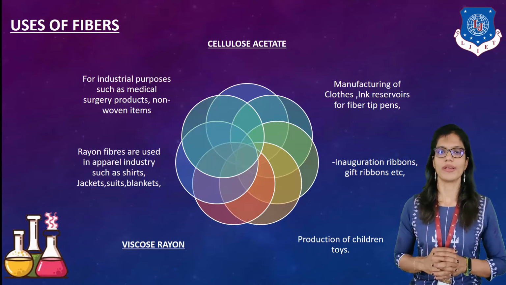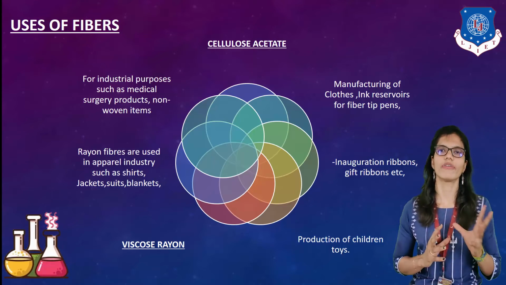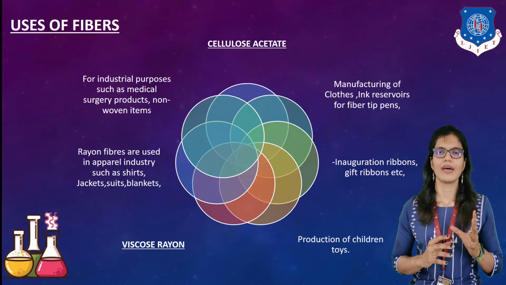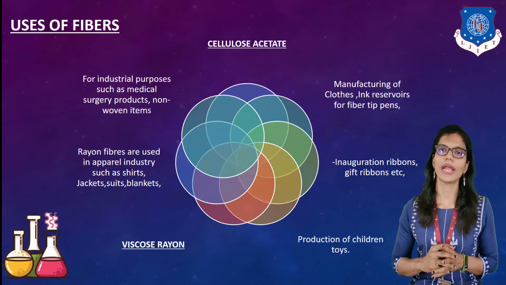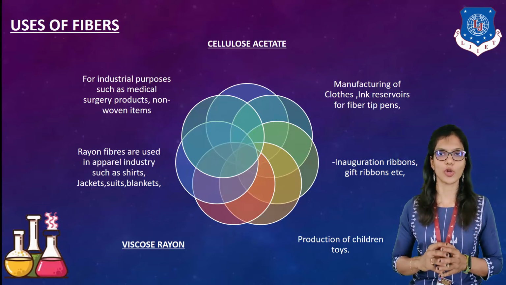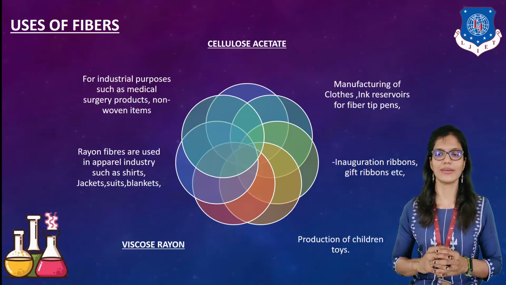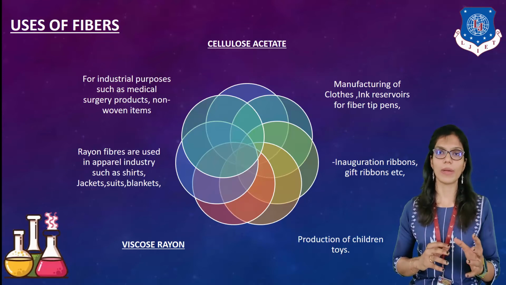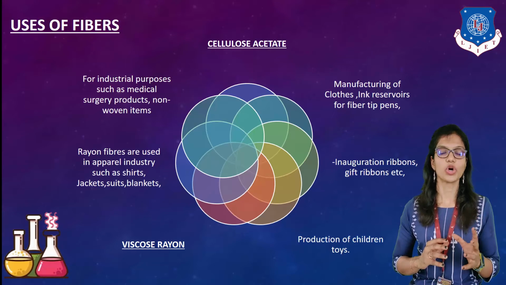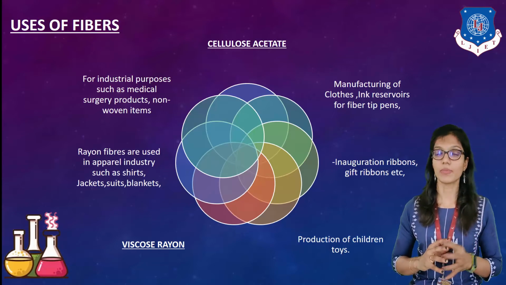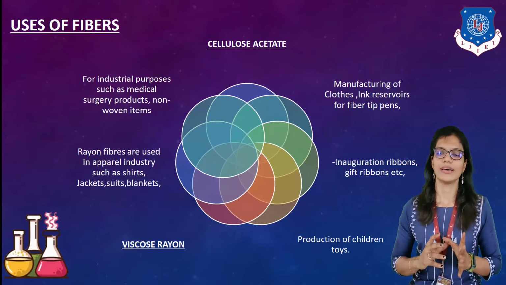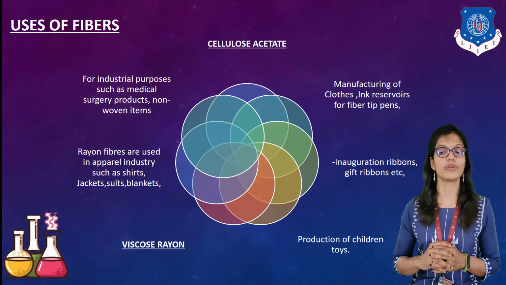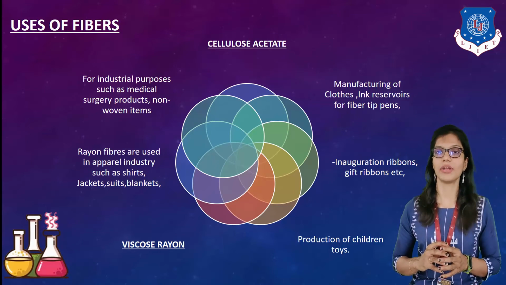Now our next topic is uses of fibers. First one is the cellulose acetate fiber. It is widely used in manufacturing of clothes, ink reservoirs for fiber tip pens, inauguration ribbons, and gift ribbons are generally made up of this cellulose acetate only. Then we have the production of children's toys. Child toys are generally made up of cellulose acetate.